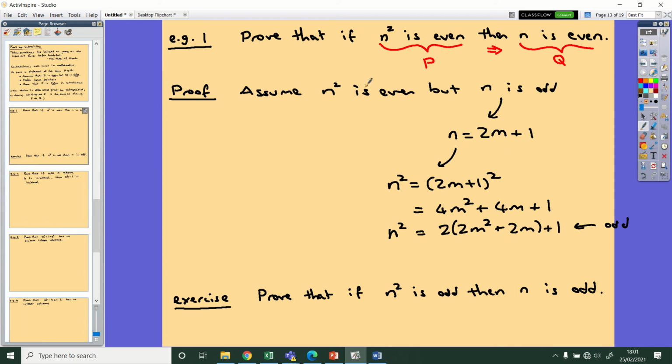Now, strictly speaking, we don't particularly need this assumption here that n squared is even because, as I said before, showing the contrapositive, just showing that n is odd implies that n squared is odd, is enough to prove it. But in an exam, maybe write this down just to show that you're doing a proper proof by contradiction. I'll leave it to you as an exercise to show the different statement here, that if n squared is odd, then n is odd. It's very similar and you can go through pretty much the same argument there.